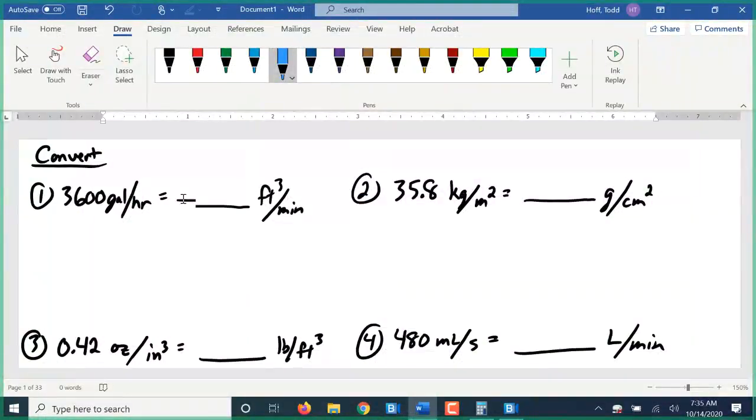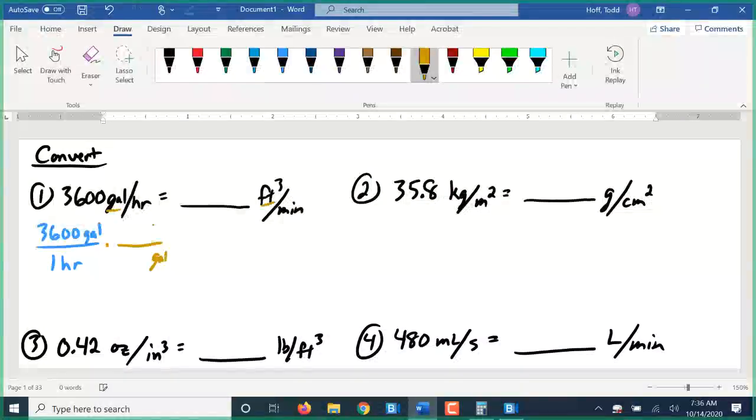So these are conversion of rate, so we have dual units. Our first one here is 3,600 gallons per hour, so that's going to be 3,600 gallons over 1 hour. We have to convert both of those units. So I have to turn gallons into cubic feet per minute. So gallons on bottom, cubic feet on top. 1 cubic foot is about 7.5 gallons. So now we're in cubic feet per hour.